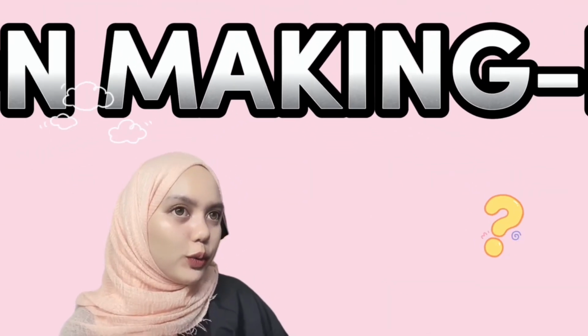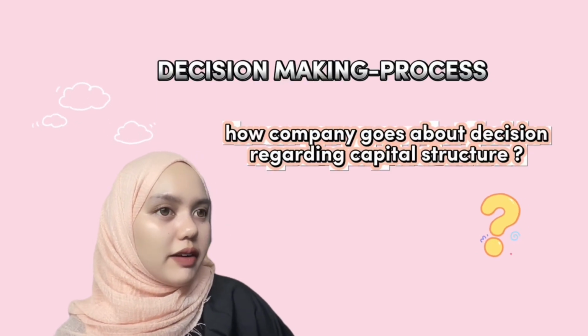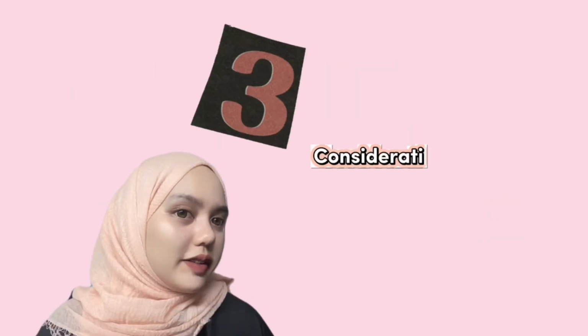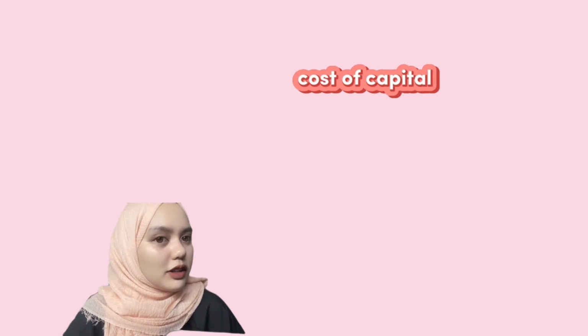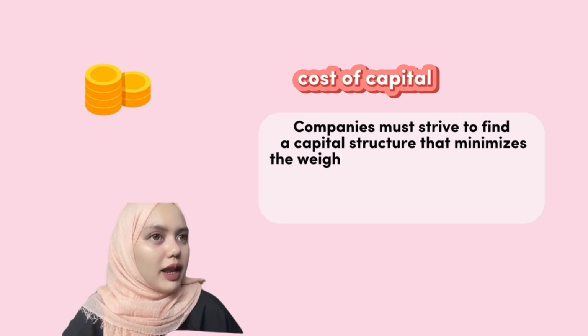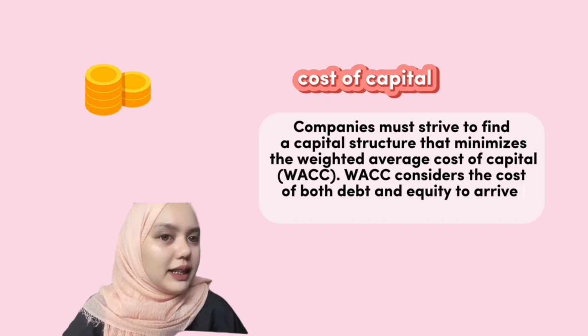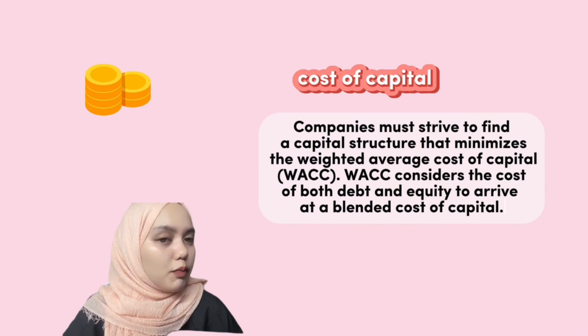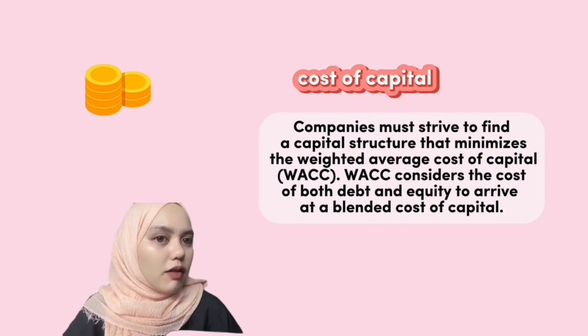Next, we move to the decision-making process, which is how a company goes about making decisions regarding its capital structure. Three types of considerations drive this decision-making process. Firstly is cost of capital. Cost of capital means companies must strive to find a capital structure that minimizes the weighted average cost of capital, WACC. WACC considers the cost of both sides, debt and equity, to arrive at a balanced cost of capital.